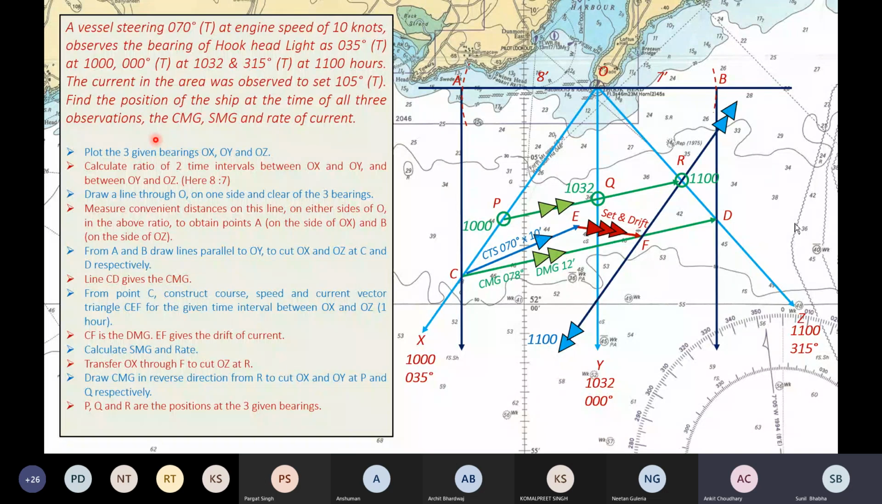Reverse run is applied very rarely, only if it is asked to us in the question, then only we apply the reverse run, otherwise no. Okay, that is the first thing.